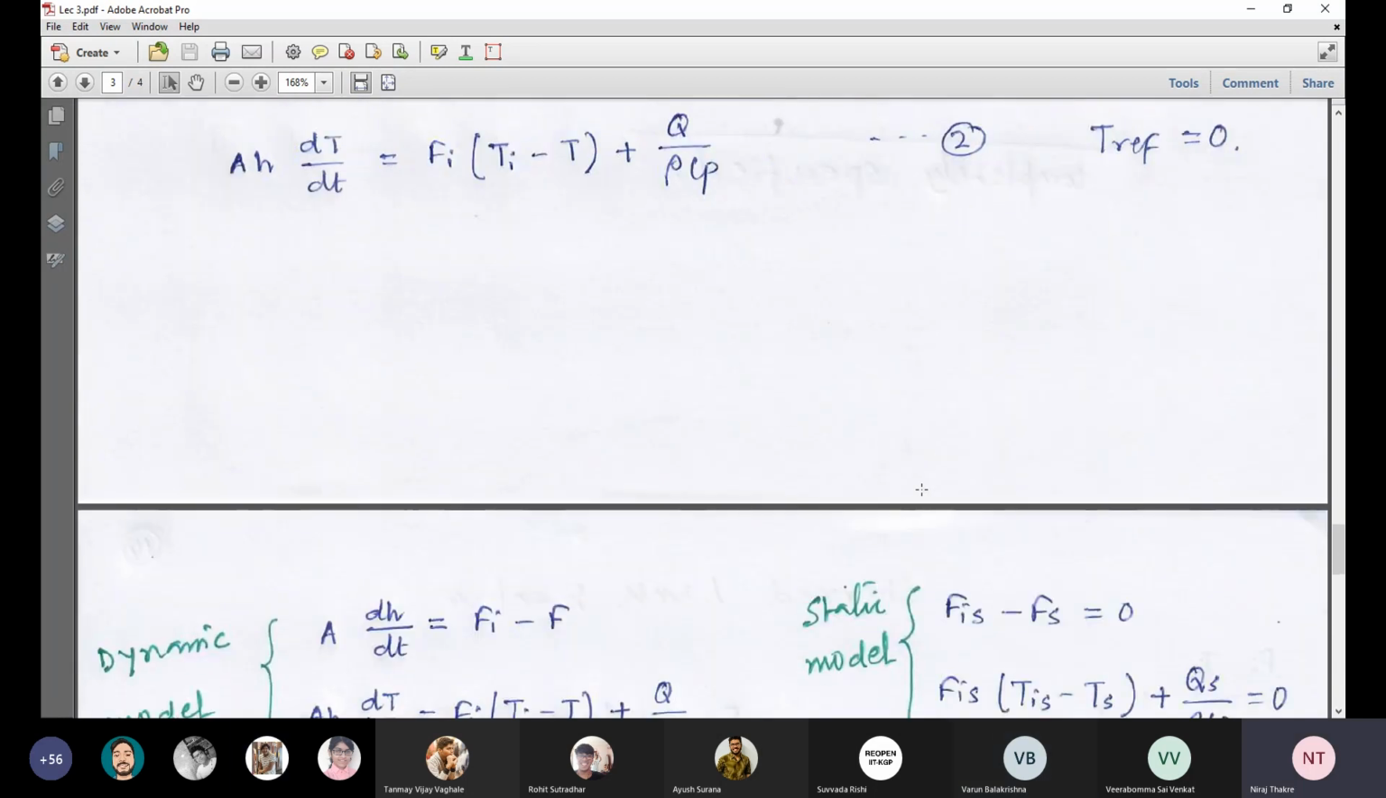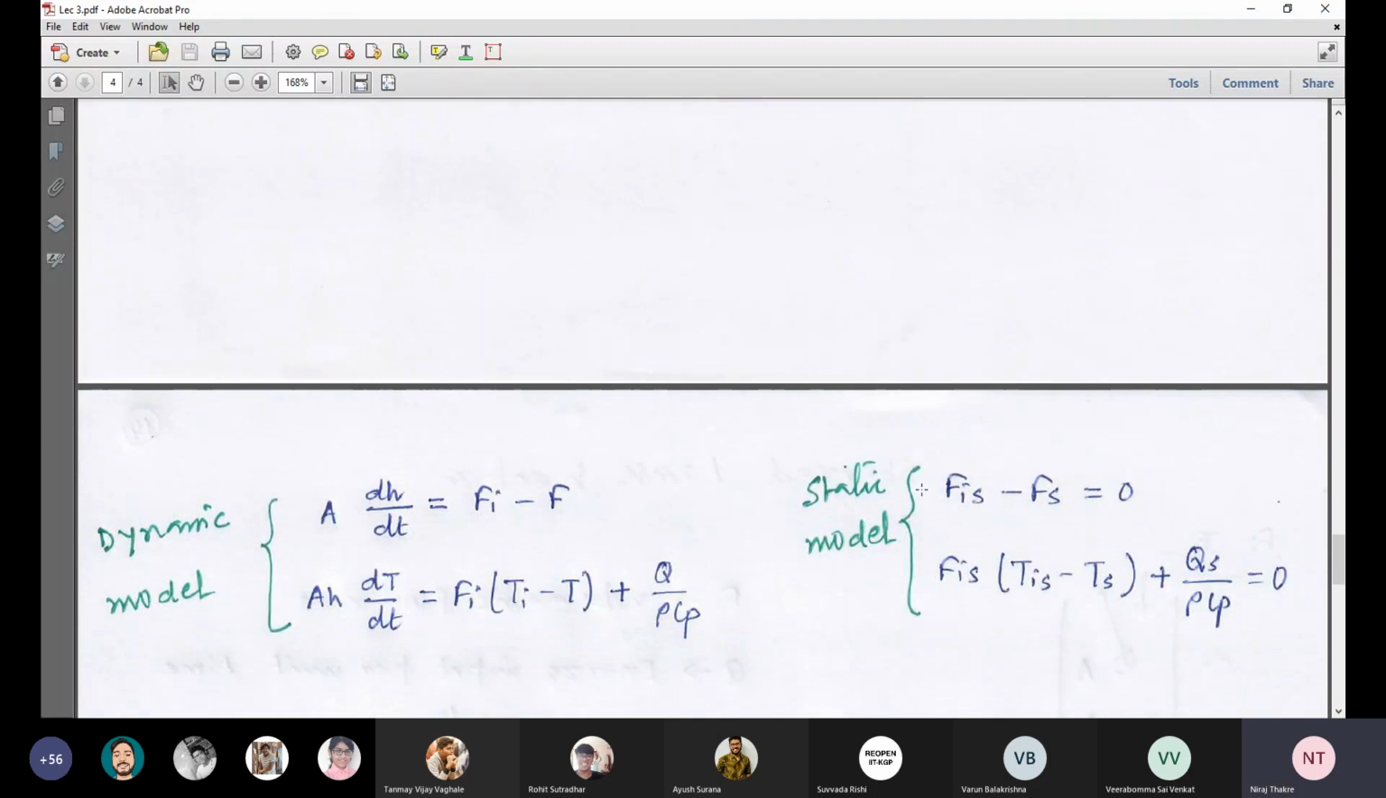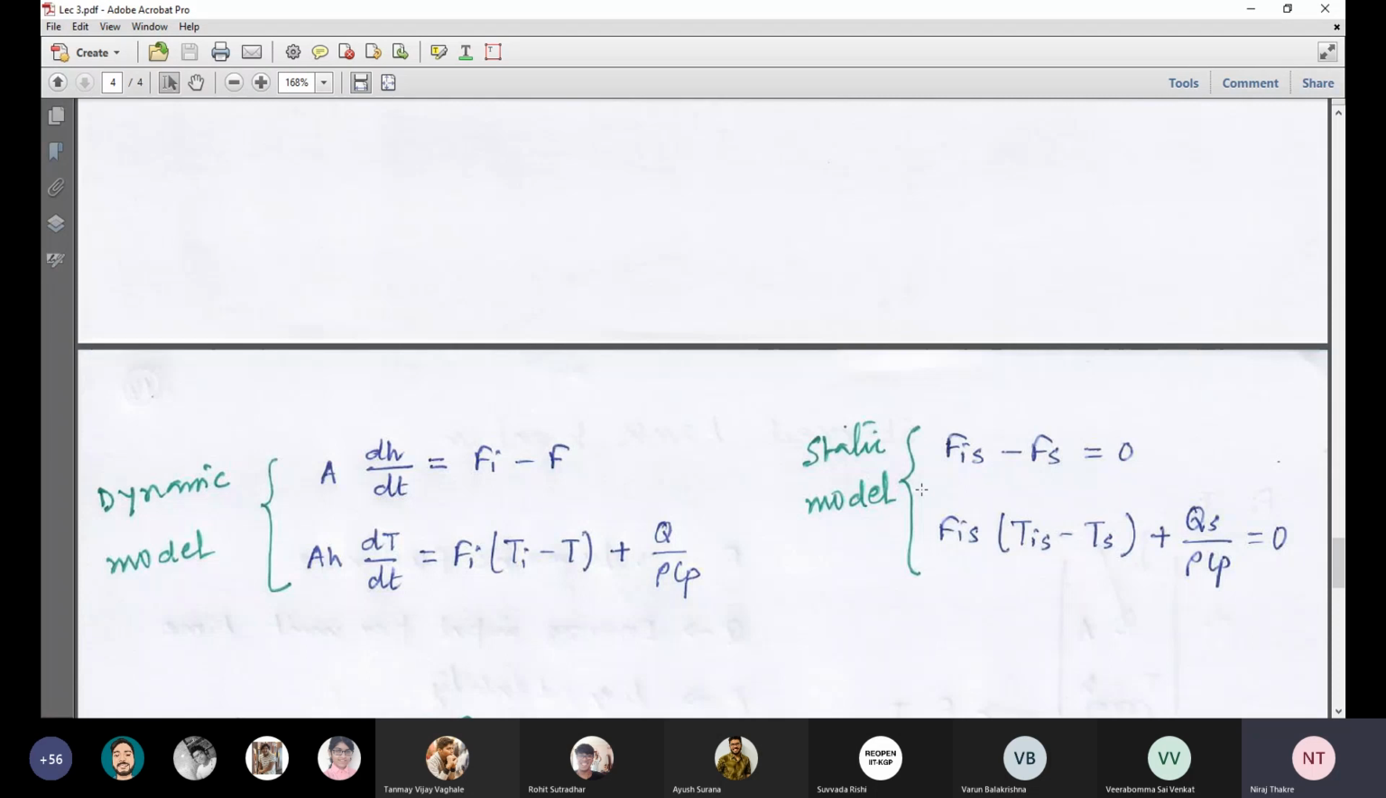Yes, 4. Oh, just before that you note down this one: dynamic model and static model. Then we'll go to degrees of freedom. See, these are the two equations we got. These are called dynamic model. Okay, so what are the state variables here?